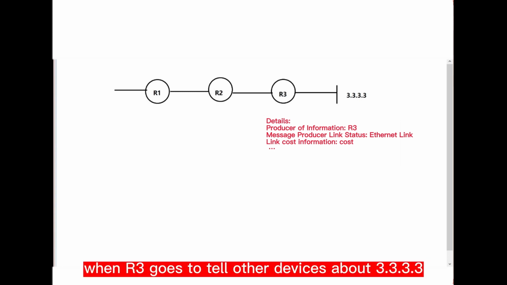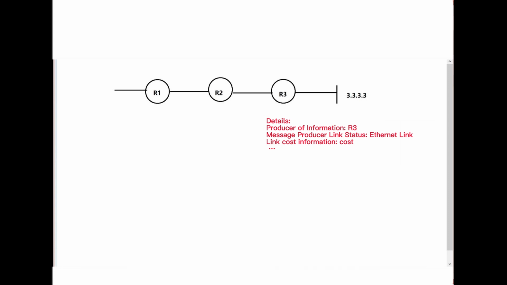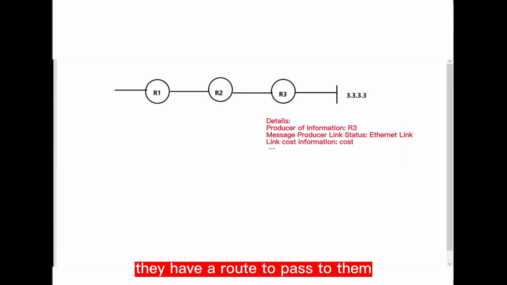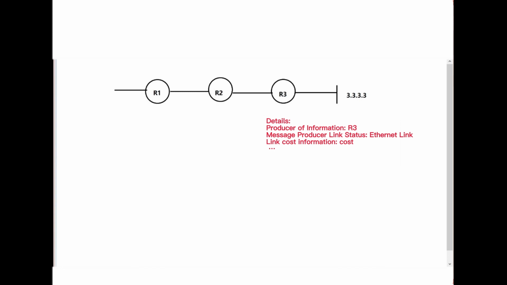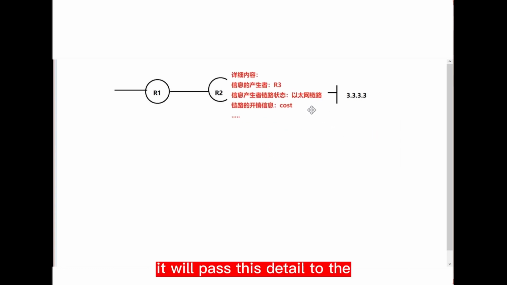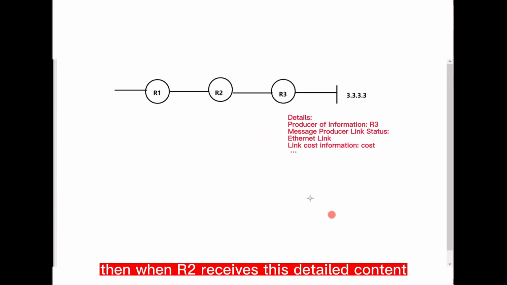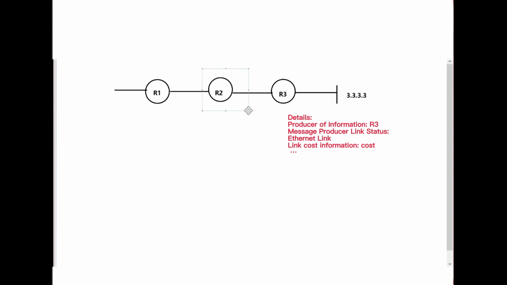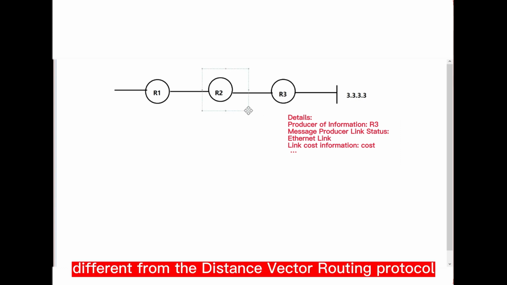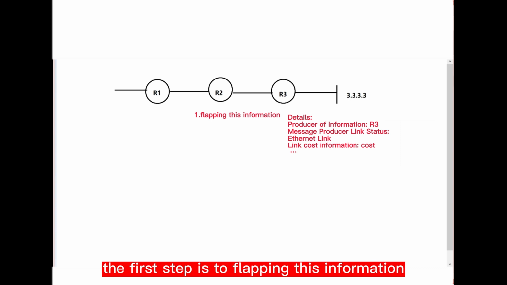When R3 goes to tell other devices about 3.3.3.3, it does not directly tell them they have a route to add to their tables. Not like this. Instead R3 produces a detail and passes it to R2. Then when R2 receives this detailed content, it behaves very differently from a distance vector routing protocol. The first step is flooding this information.